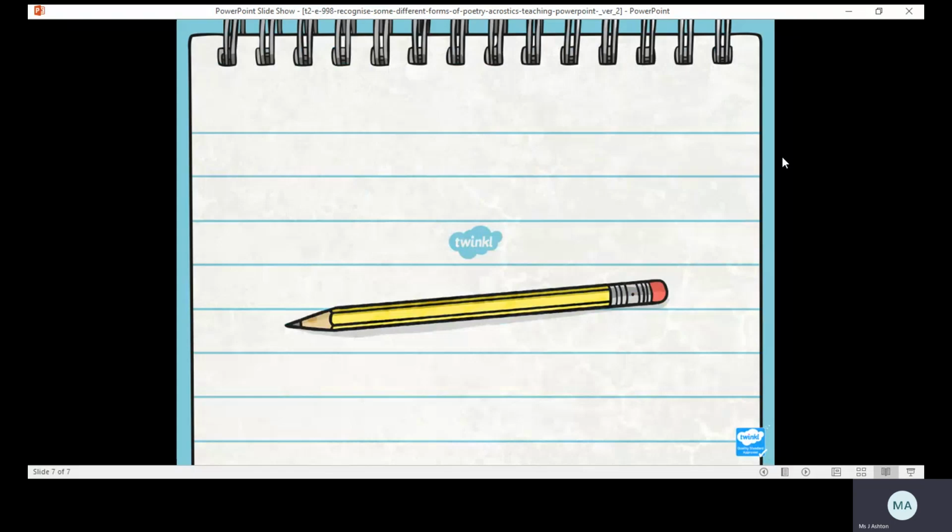You could write one about Mrs. McKetchup. You could write one about lockdown. You could write one about going back to school. You could write one about your family. Anything that you would like to write an acrostic poem about.